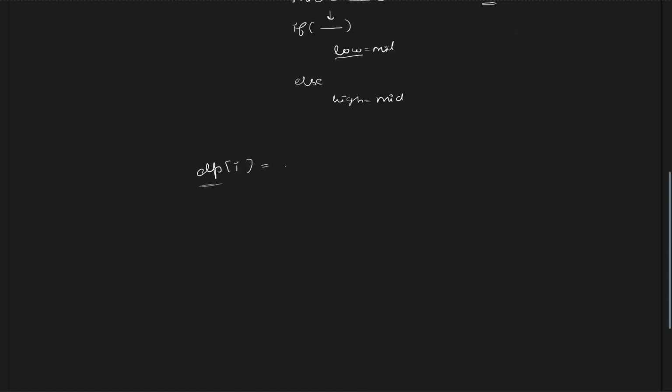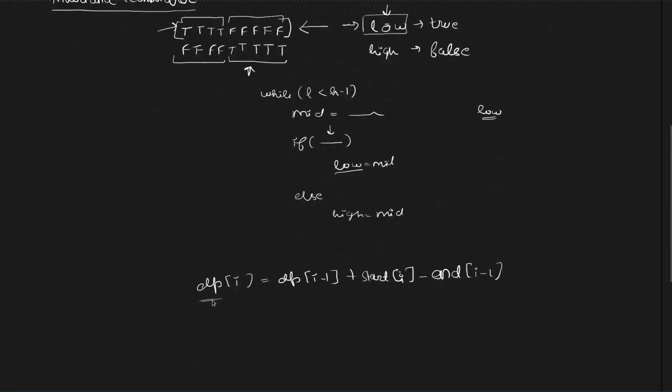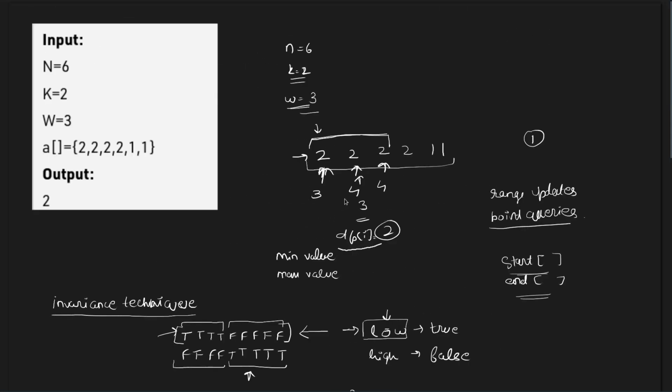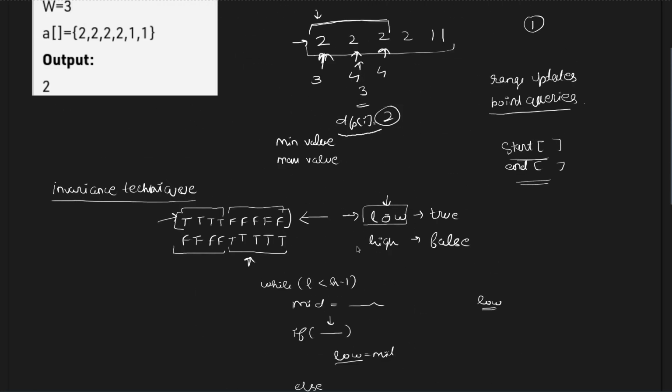So the formula to calculate dp of I will be dp of I minus 1 plus start of I minus end of I minus 1. So this is the formula that we derived in that particular video. Now I've just written it, and if you check out that video, you will find this particular formula in great detail, how we exactly derive it. But for solving the problem, you just need to know that this formula exists, right? So when we know this particular thing, now how do we find the answers? So let me just write this down.